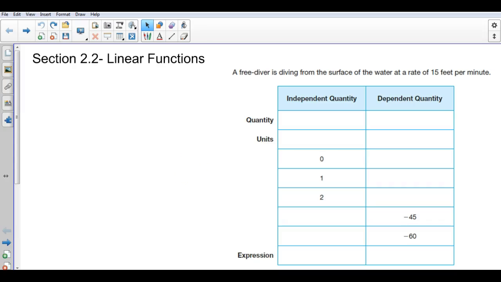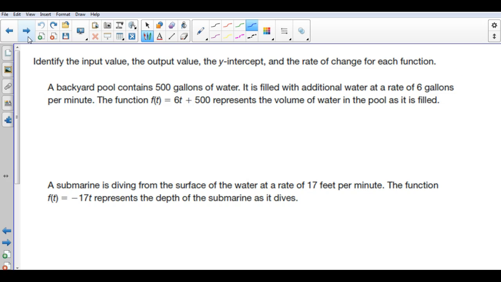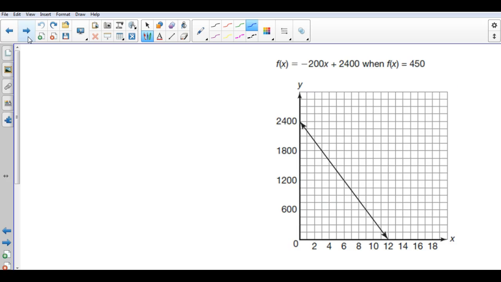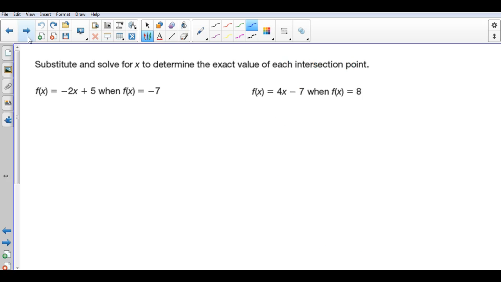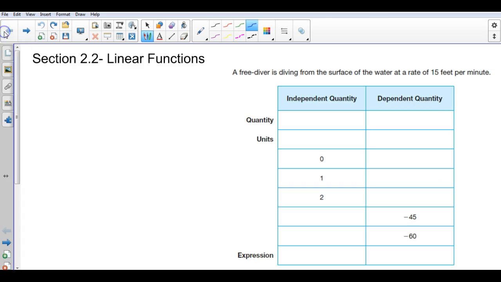What we're going to do is talk about linear functions. So throughout this lesson, we're going to talk about independent and dependent quantity. We're going to fill in this table. We're going to talk about y-intercepts, input-output values. We're going to be able to use a graph to trace our input and output values, and then use equations to also do the same thing.